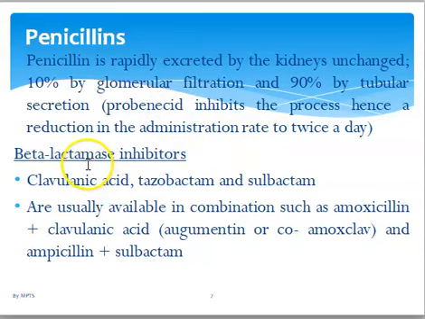Now, let me talk about the beta-lactamase inhibitors. One, we have clavulanic acid, tazobactam, and sulbactam. These are usually used in combination with other penicillins such as amoxicillin-clavulanic acid. Of course, we know in the pharmacy we have Augmentin, Quamoxclav, Batoclav, and very many other brands. The other combination is ampicillin and sulbactam.